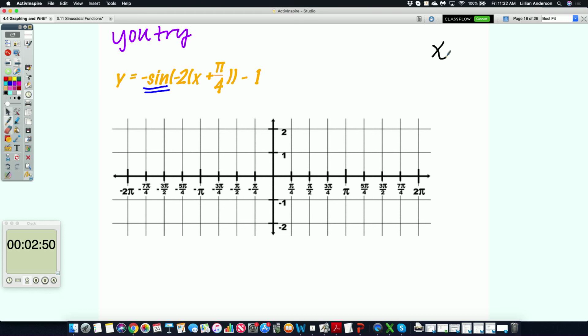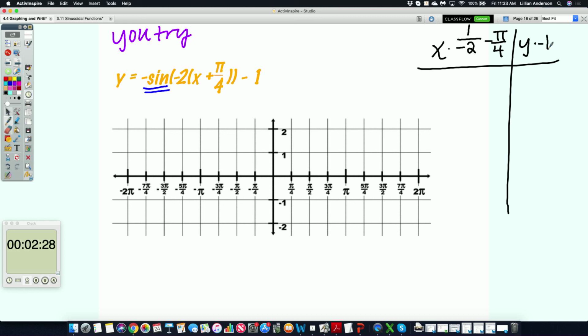In case you're stuck, remember you multiply all your x's by negative 1/2, so you're going to be negative 1/2, 1 over b. Then you're going to subtract pi over 4. Very good. What's happening to your y? Multiplying by negative 1 and then? Very good. So if you were stuck on that part, remember it's 1 over b, add or subtract c, multiply by a, add or subtract d.